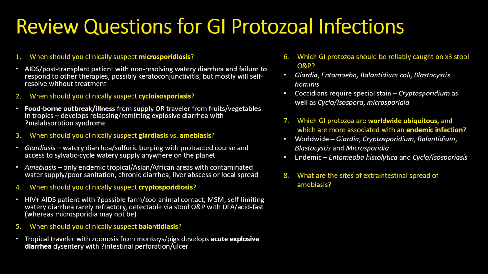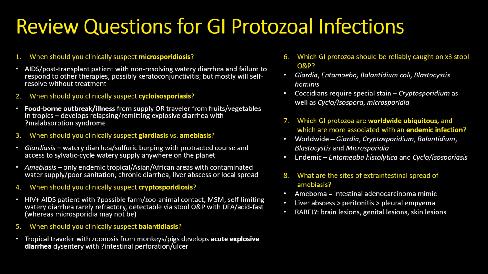And our last question, 8. What are the sites we have to look for with extra-intestinal spread of intestinal amebiasis? Remember, liver abscess being the most common, as well as peritonitis, pleural space infection, and rarely brain, genital tract, and skin lesions.